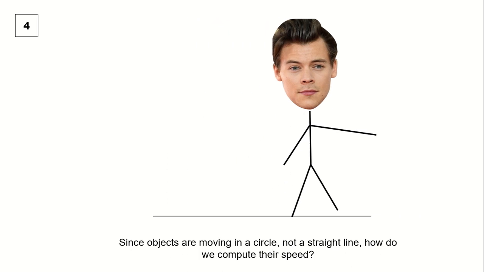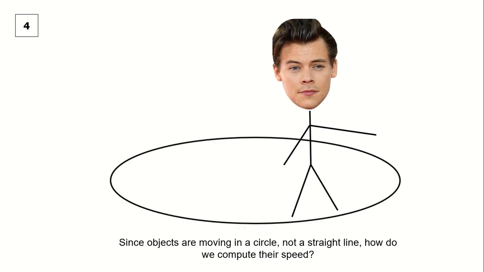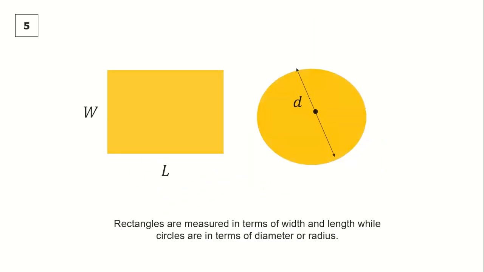Firstly, we want to compute for the speed of an object if it is no longer moving in a straight line but in a circular path. To do that, let's start with circles. A rectangle has length and width, but a circle has a diameter. A diameter is any straight line that passes the center of the circle and ends on its two edges.